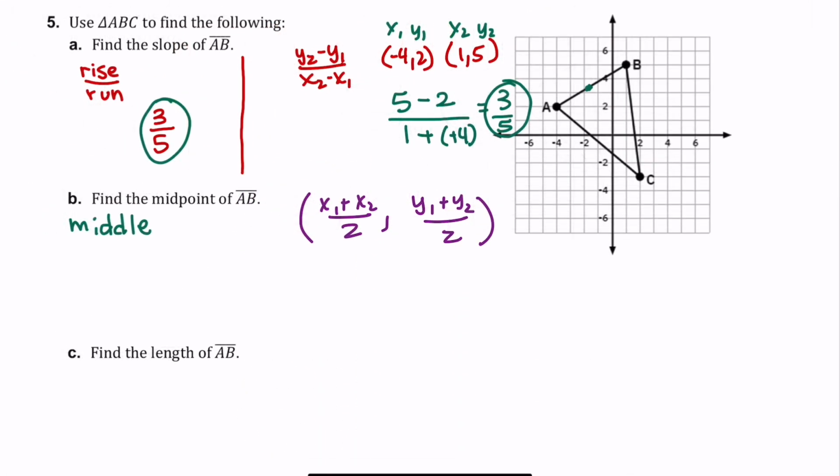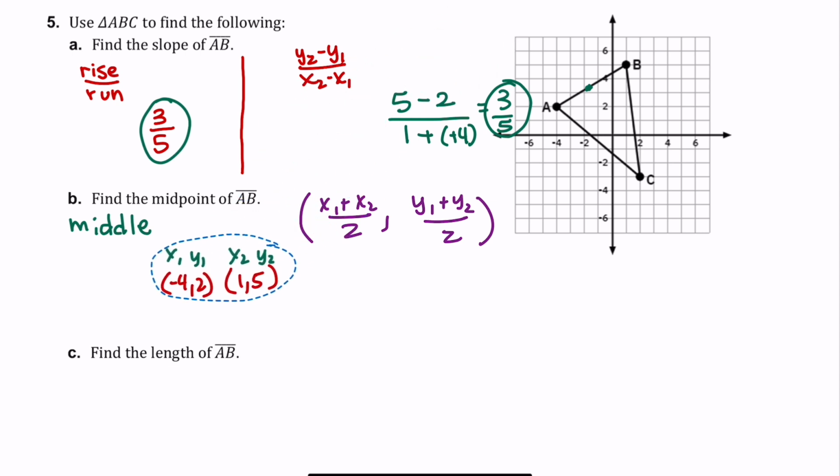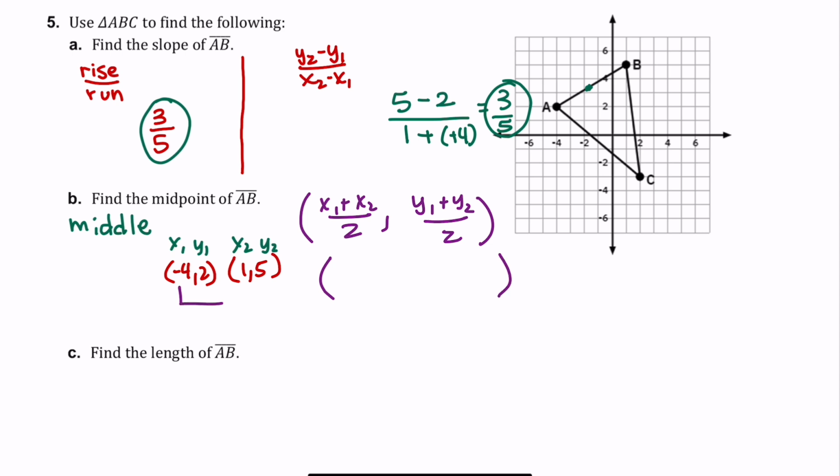So we're going to use these same points and same labeling that we used in the last section. We have our x1 plus x2. We're going to take negative 4 plus 1 and then divide that by 2. And then for the y's, we're going to add the y's together: 2 plus 5 divided by 2. This gives us negative 3 over 2.